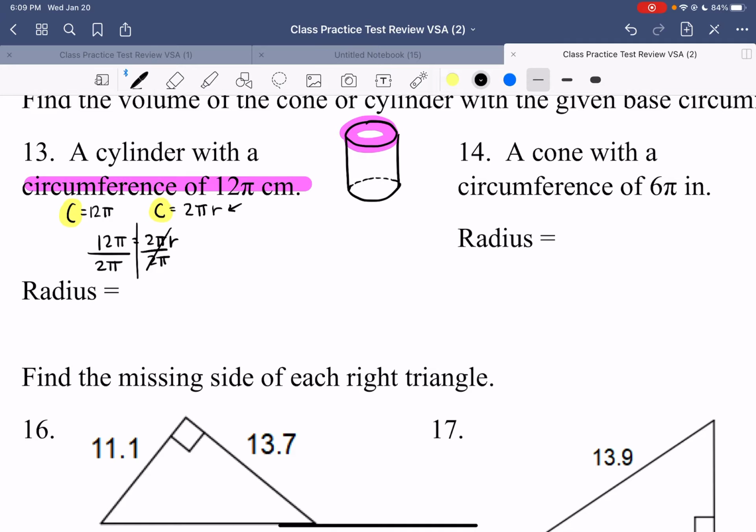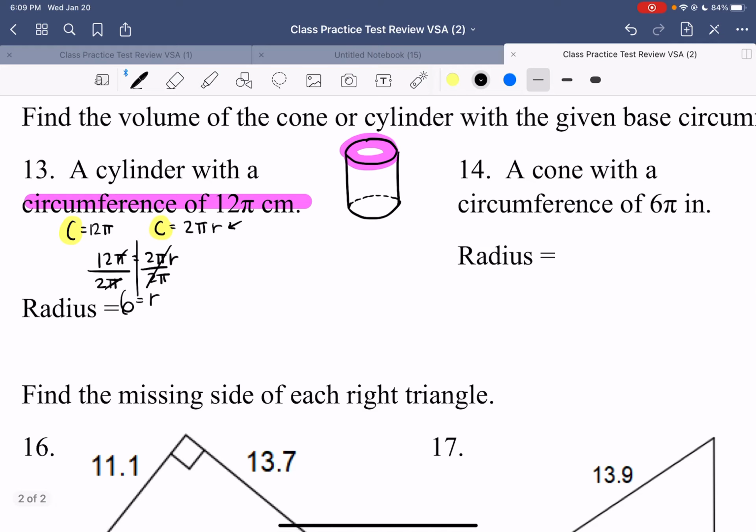So 2 pi divided by 2 pi is just 1, and the pi's cancel out, so then we are left with 12 divided by 2, which is 6. So we have our radius equals 6, and that's what they were looking for. Now we can use that to find the volume of the cone or cylinder.